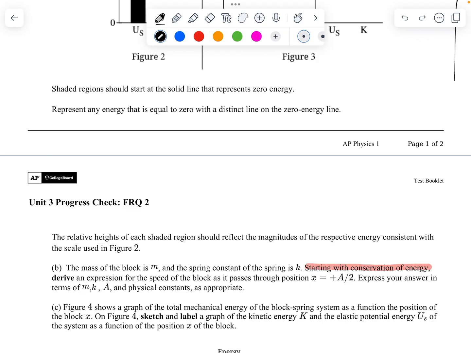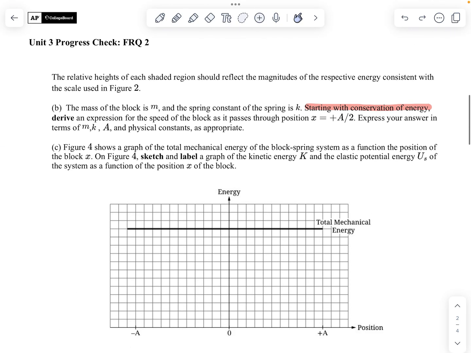Here we go. All right, this is progress check FRQ number 2. It says the mass of the block is m, and the spring constant of the spring is k. Starting with conservation of energy, derive an expression for the speed of the block as it passes through the position x is equal to a over 2.